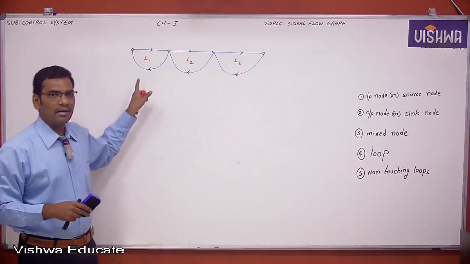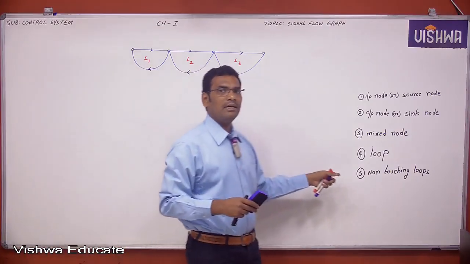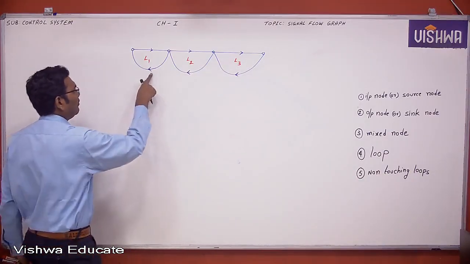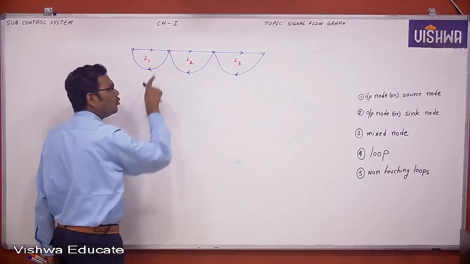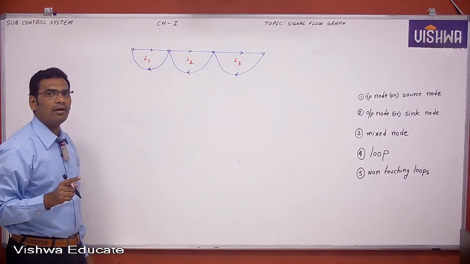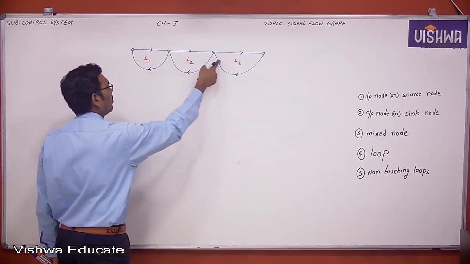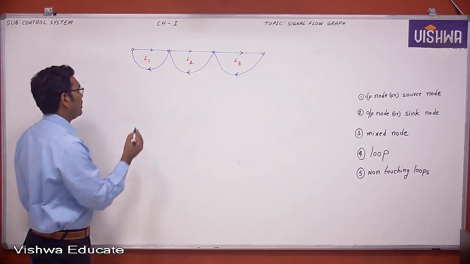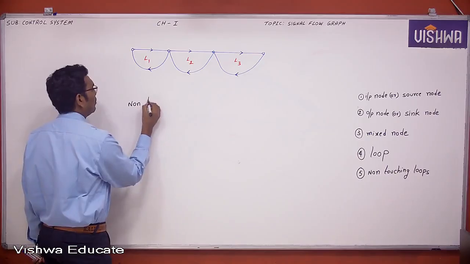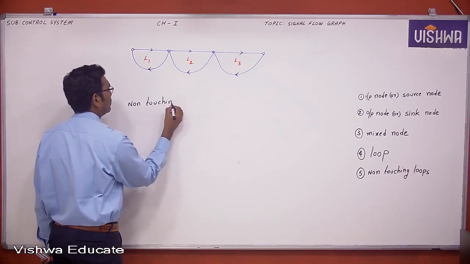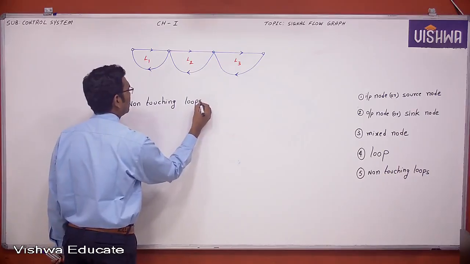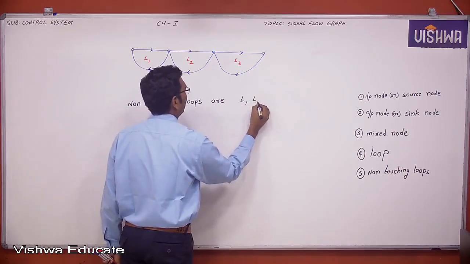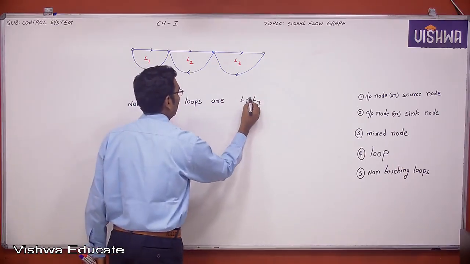I am not asking about the touching loops. I am asking about the non-touching loops. What are the non-touching loops? This loop L1 and this loop L3 are non-touching because those two loops do not have a common node. Non-touching loops are the loops which do not have a common node. So here L1 and L3 are the non-touching loops.